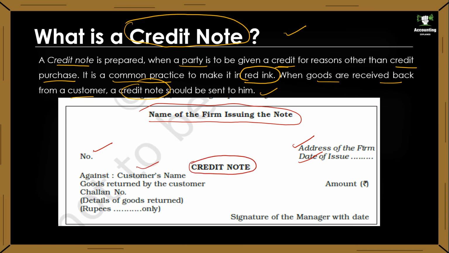Against customer's name, who is the customer against whom we have raised this credit note, goods returned by the customer, quantity, amount, challan number, details of goods returned, rupees only. What is the amount of the goods returned in words? Now we have to write signature of the manager with date. Who is the authorized signatory for this credit note in your firm? He has to sign it along with the date.